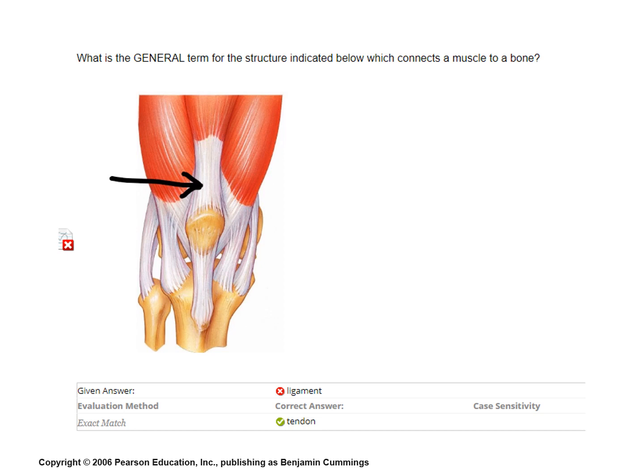In this question, you were asked, what is the general term for the structure indicated below, which connects a muscle to a bone? This is a tendon. In this case, it connects all of the quadriceps muscles to the bone, the patella. Specifically, it's the quadriceps femoris tendon, though that's not the answer I was looking for. Just tendon was fine. If you put the quadriceps femoris tendon, I gave you credit for that.